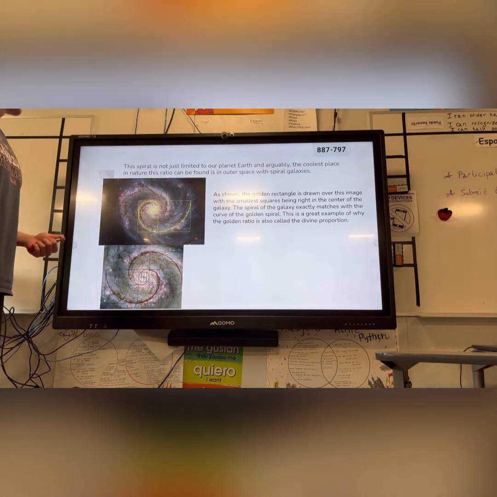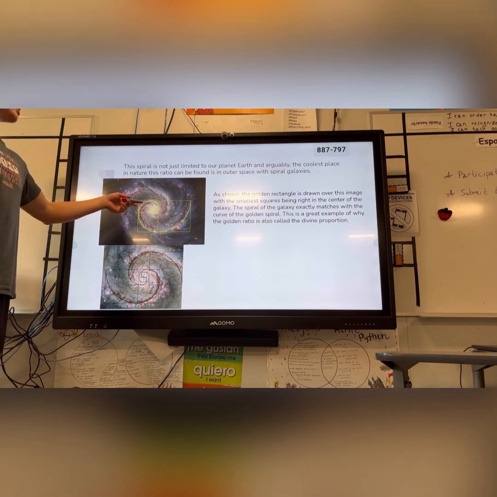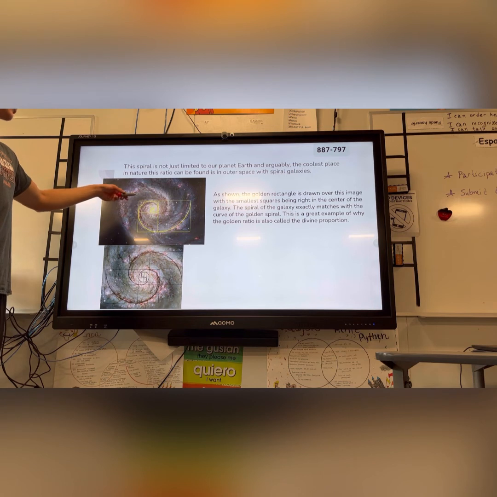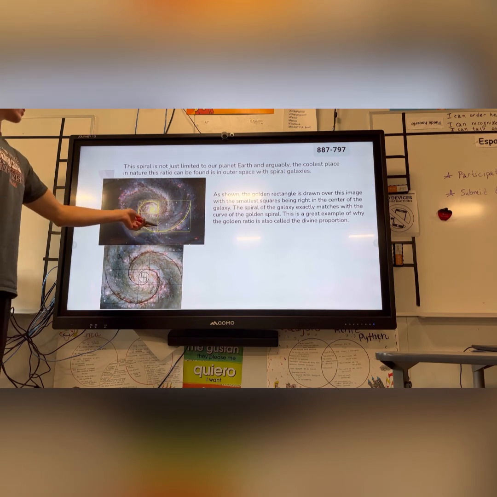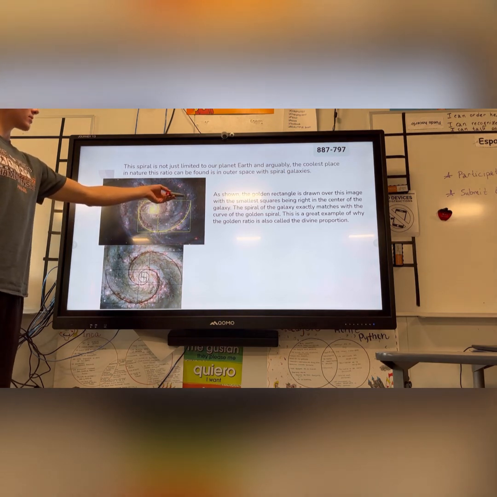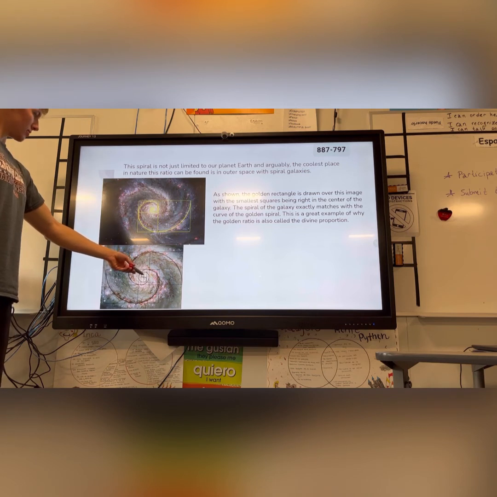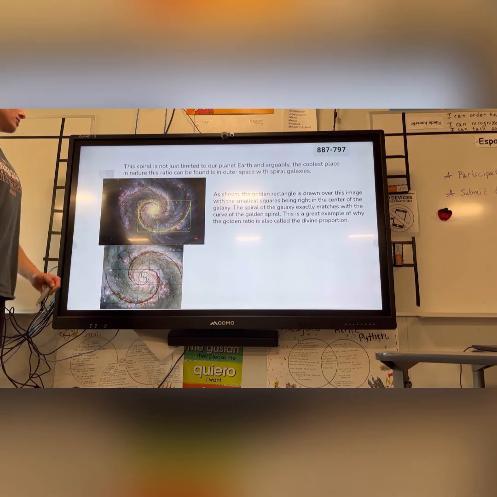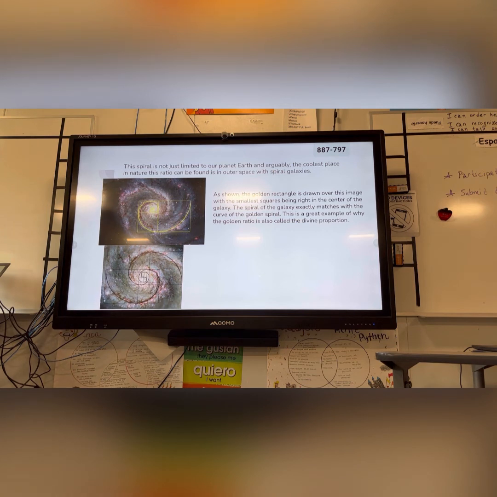The divine proportion is not just limited to Earth, and the coolest place in nature you can find this ratio is in outer space using these spiral galaxies. That's shown in these pictures, the rectangles with the small rectangles are drawn right in the center of the galaxy, and the spiral just continues right out with the curvature of the galaxy. Here's another one, pretty cool. Another reason why it's called the divine proportion, you can find it everywhere in nature.